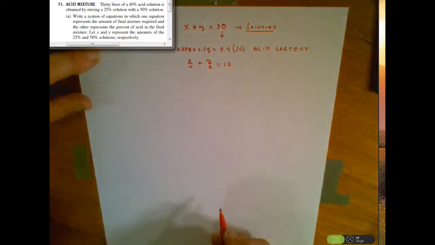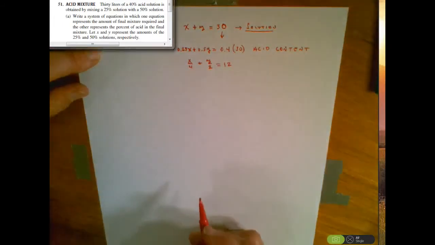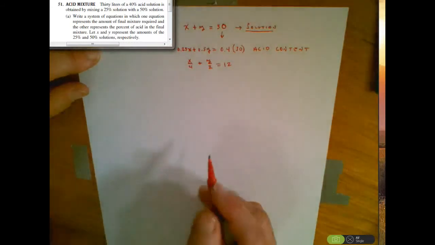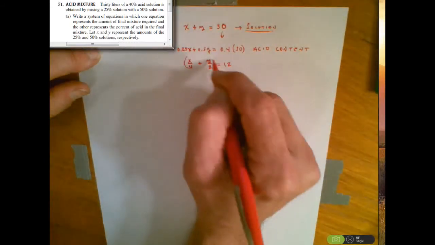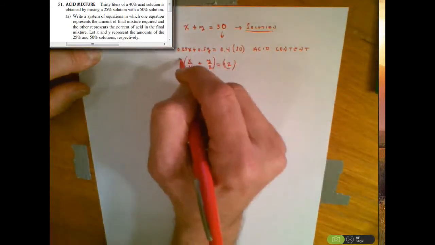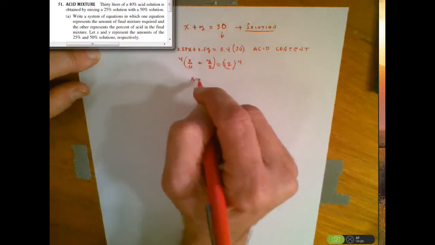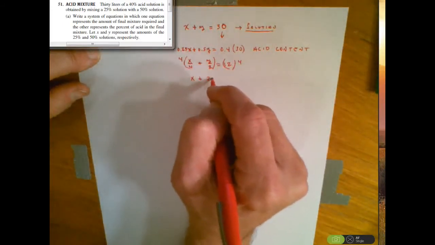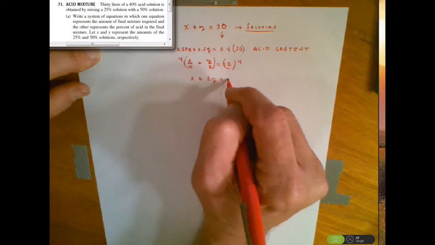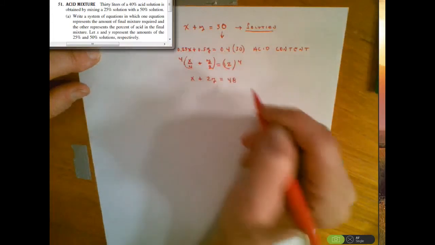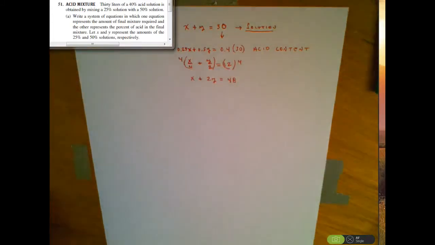I can write that equation in a simpler form by multiplying both sides by 4. If I do that, I distribute the 4 and I get x plus 2y is equal to 48. Okay, so now I've got two equations. I've got x plus y is equal to 30, and I've got x plus 2y is equal to 48.